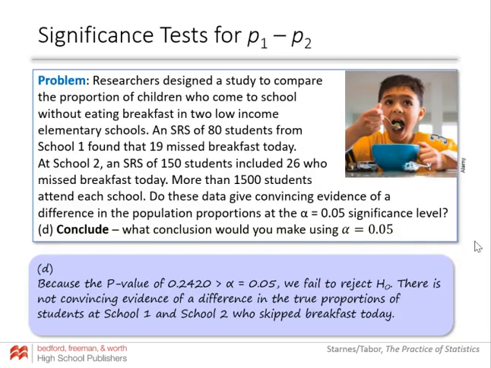Then conclude just like we did last chapter. Because our p-value is greater than alpha, we're going to fail to reject. So we do not have convincing evidence of a difference between the two schools.